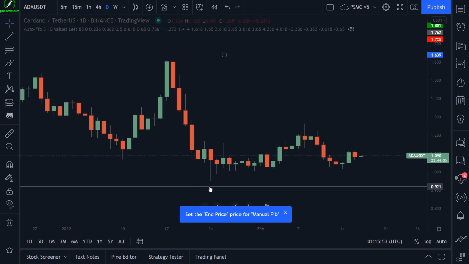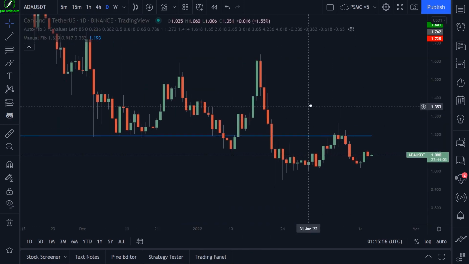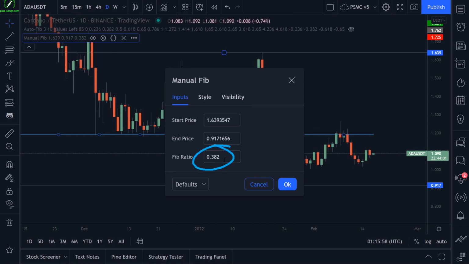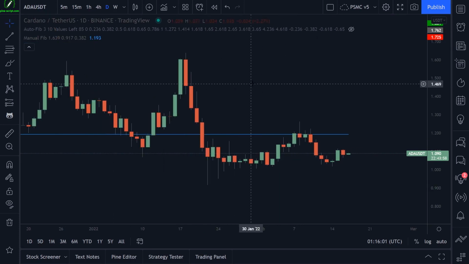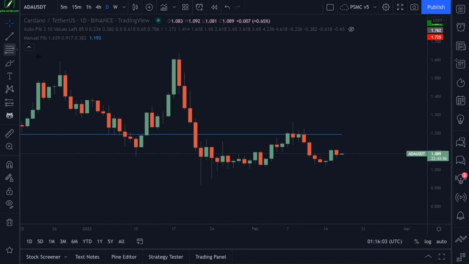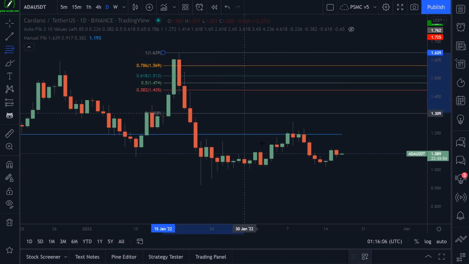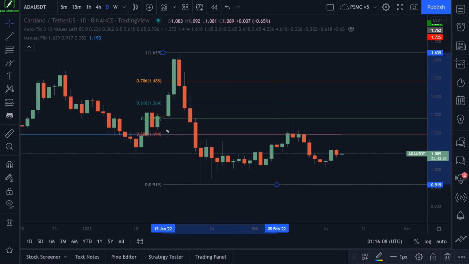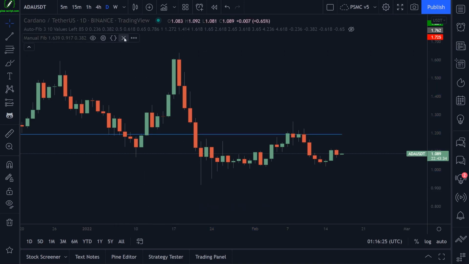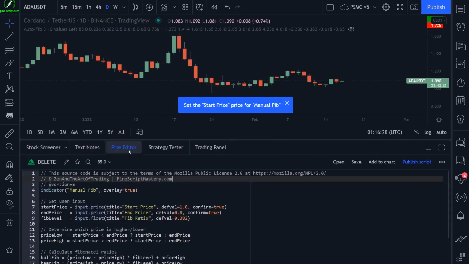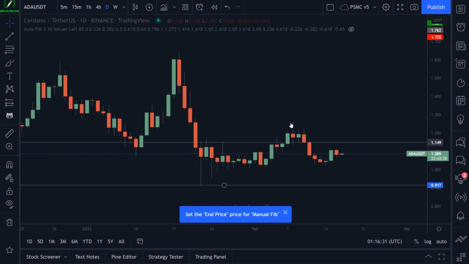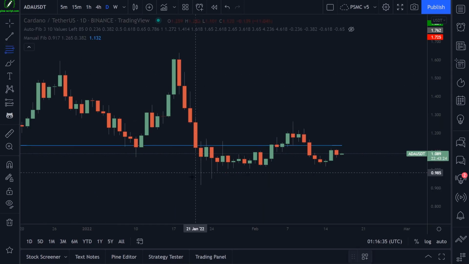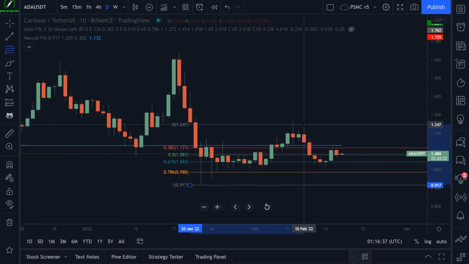If I click at this high and then the end price, I need to select next. If I click at this low, now it's drawing this blue line at the 382, 0.382 or 38.2% Fibonacci level. If I grab my fib tool and draw from the high down to the low, you can see our 382 right there. So that's drawing a bearish Fibonacci because the starting price is higher than the ending price. If I remove this script and add it back to my chart, and then I select from this low to this high, now we are drawing the 382 retracement from this low up to this high.